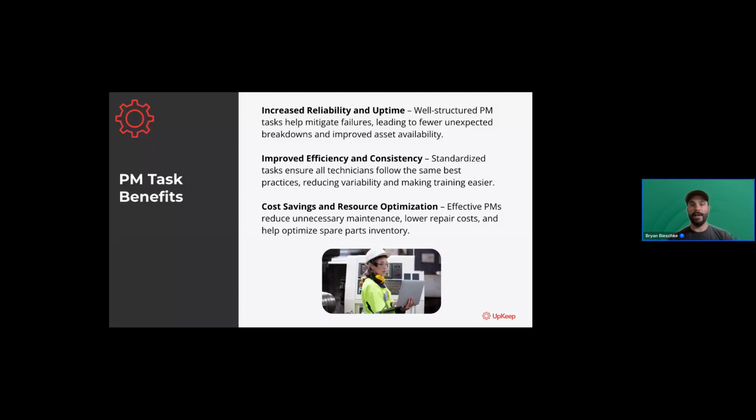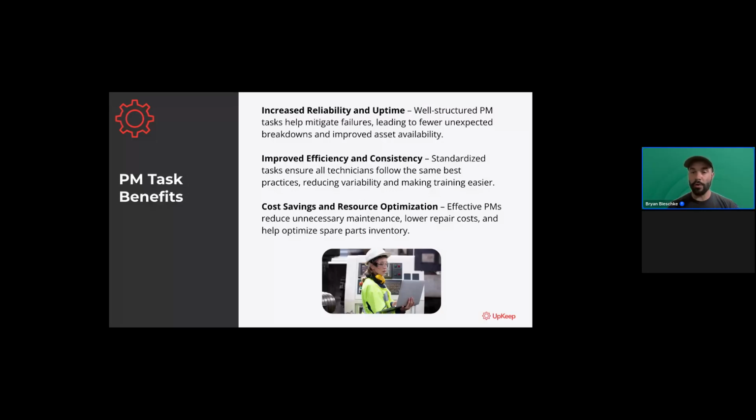Okay, PM task benefits, right? All of us in this chat, we all know what's important. Hopefully you understand what's super important for your specific assets, your machines, your operating environments, your systems, right? So we want to increase inherent reliability, right? So if you have degraded machines, your reliability is suffering, we want to try to get it back up to that design reliability. And of course, through that, we're going to create uptime. So we structure our PMs to mitigate failures. And we want to have unexpected or less unexpected breakdowns so we can improve our availability for our operations.